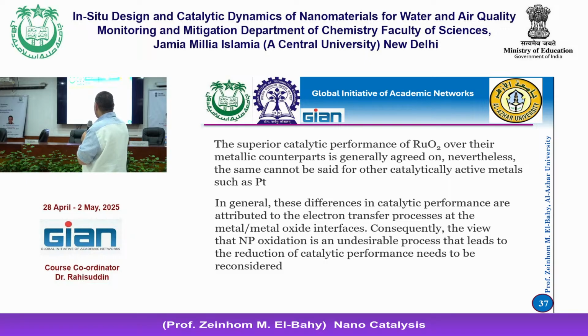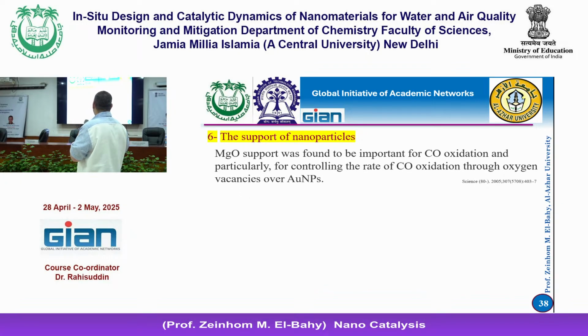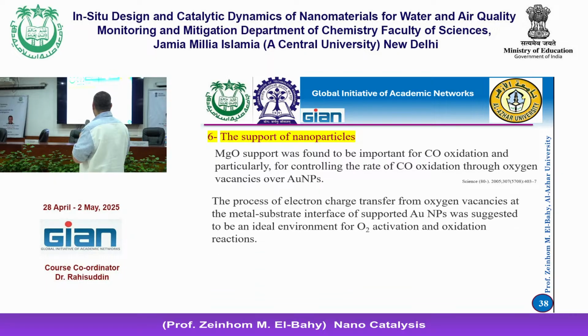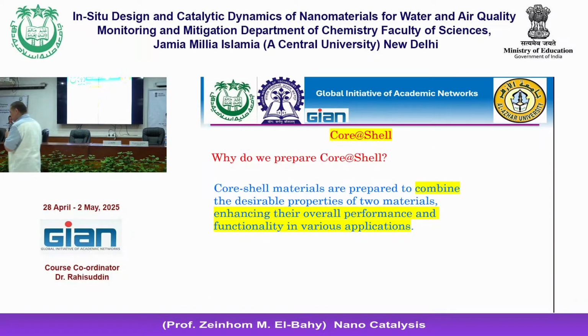Now we will go to the support change. If the support changes, it will also change the catalytic activity. If we use magnesium oxide as a support for gold, it will give different catalytic activity than other supports. And I think this idea has already been declared. Now we will go to the other part, which is the core shell.